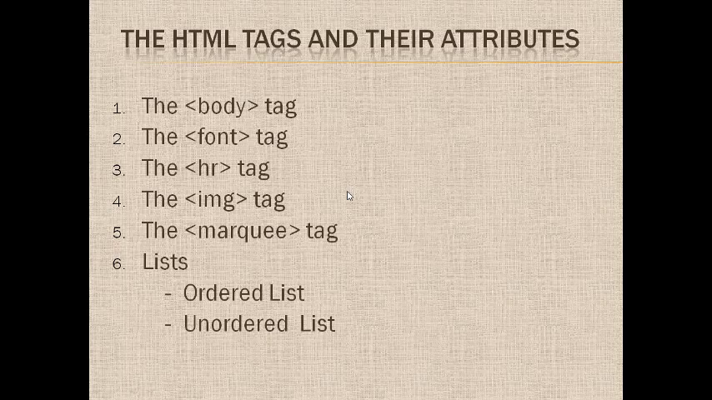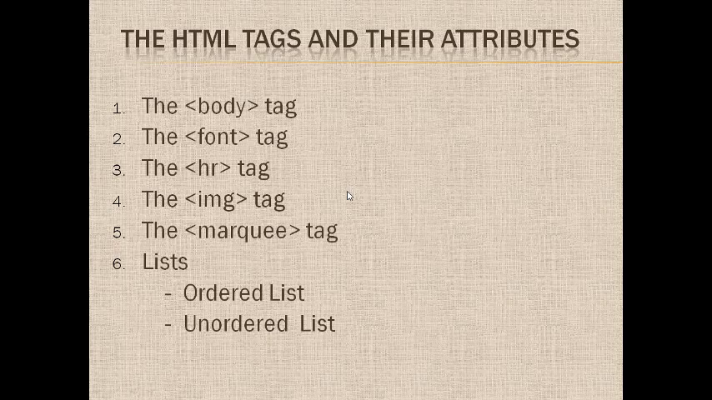The HTML tags and their attributes. So these are all the tags which we are going to see now. The first one is the body tag. In the body tag you can change the background color, text color, the margins, etc.